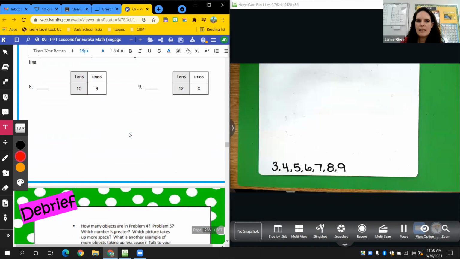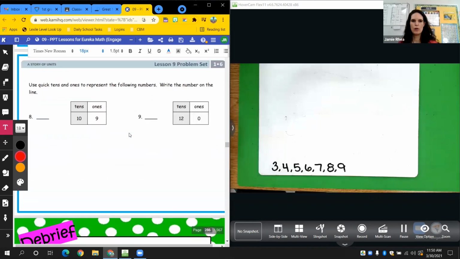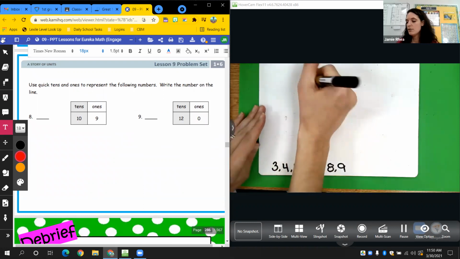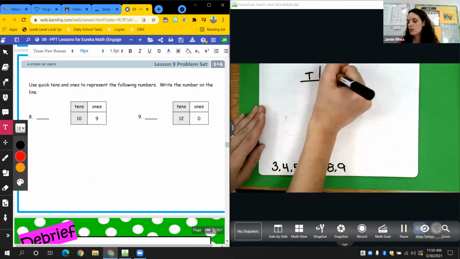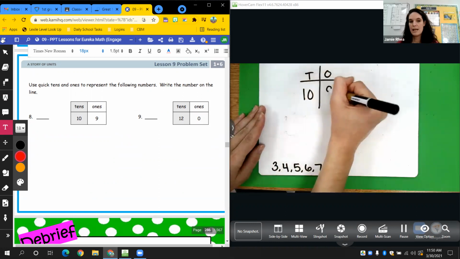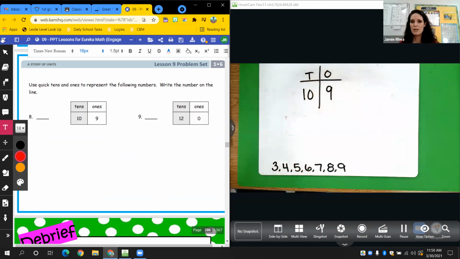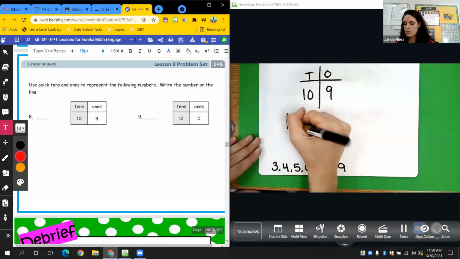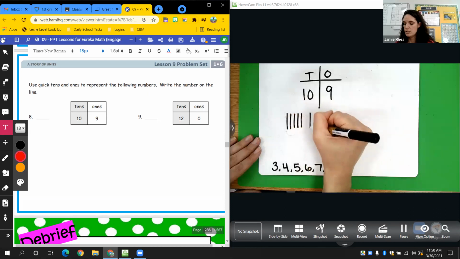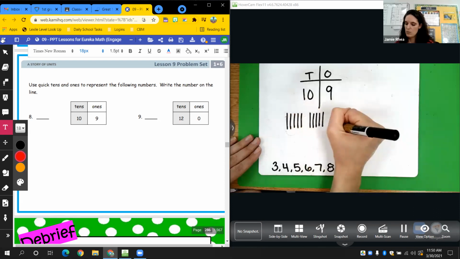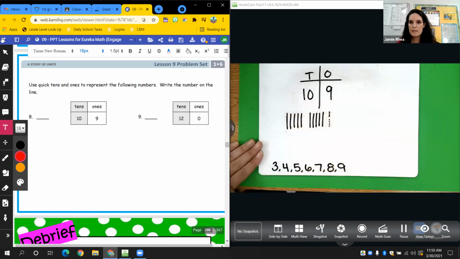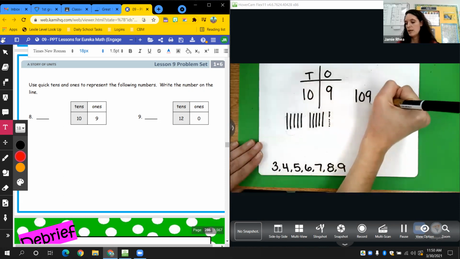Let's look at 8 and 9. It says use quick tens and ones to represent the following numbers. Write the number on the line. So let's do one together. Let's do number 8. Okay. I've got my place value chart that has 10 tens and 9 ones. Now it wants me to make tens and ones. Now guys, I know I can make quick tens. 1, 2, 3, 4, 5, 6, 7, 8, 9, 10. 1, 2, 3, 4, 5, 6, 7, 8, 9. How easy is that? I know that 10 tens and 9 ones make 109.